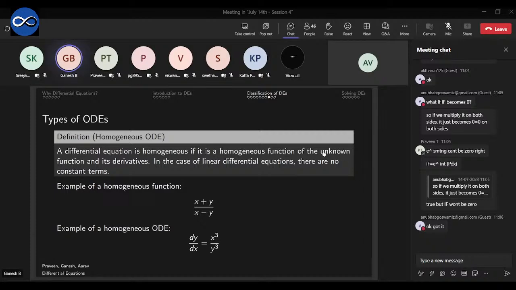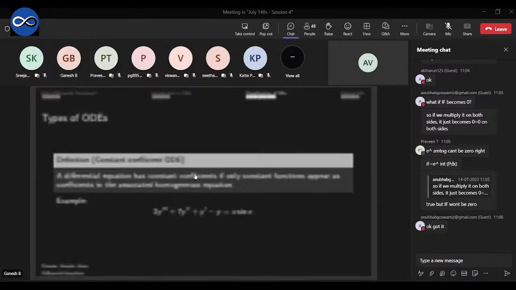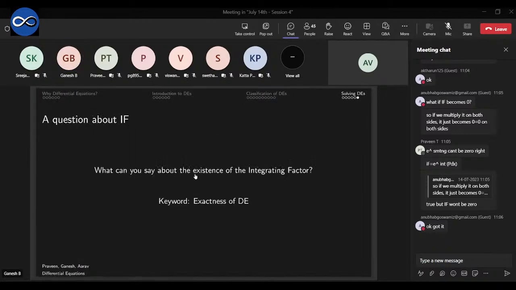We have a question in the chat. What if the integrating factor becomes zero? Okay, that's a good question.